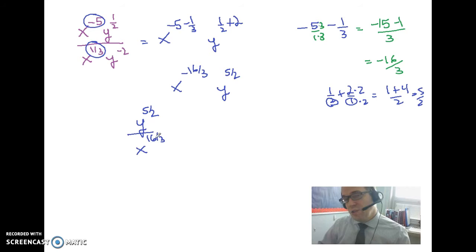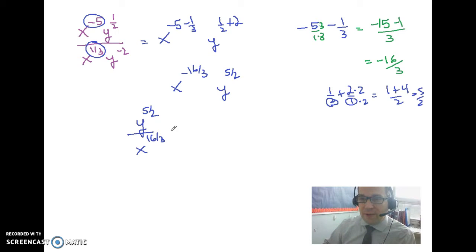Now the problem is none of the choices look that way. They all have radicals. So we need to figure out how to put this in radical notation. And what you want to remember is that the denominator of your fraction becomes the index of your radical, and the numerator becomes a power. You can write that power inside or outside of the radical. All these choices that we have, it's written on the inside.